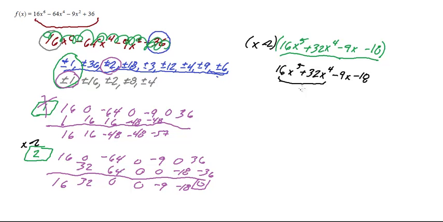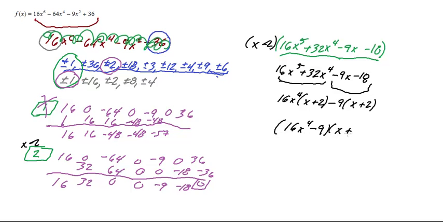Boom, boom. 16x to the 5th, 32x to the 4th, that's 16x to the 4th. And what I end up with is x plus 2. And then I'm going to pull a negative 9 out of this thing, and I get x plus 2. Alright, well that's great. So now what I end up with is this group here. 16x to the 4th minus 9, x plus 2.